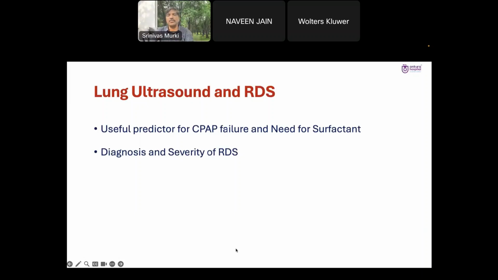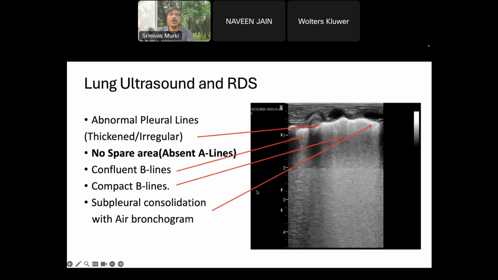Lung ultrasound, I'm sure that many of you are using it. It has decreased the need for doing X-rays. It's a useful predictor for CPAP failure and need for surfactant. It can actually diagnose the severity of RDS. All that you need is to put your linear probe on the chest anteriorly, laterally, and posteriorly, and you will see how severe the RDS is.